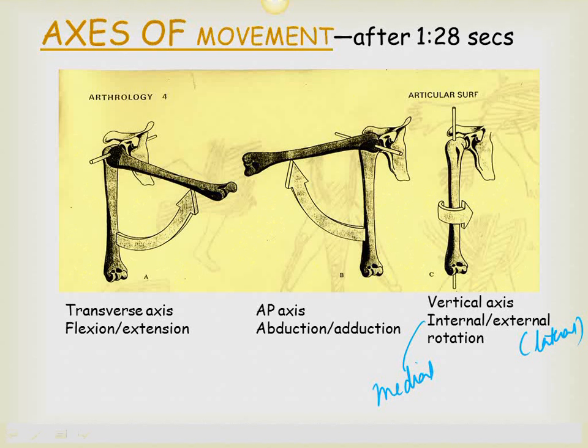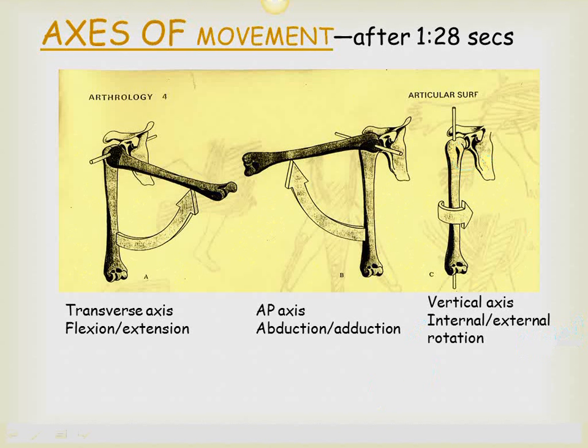So we say internal or medial rotation when the anterior surface of the bone that is moving, so let's take this bone, the humerus, the anterior surface of the humerus moves towards the midline. That's called internal rotation or also called medial rotation. So when this is the anterior surface, when I rotate it towards the midline, that is internal rotation. If I was to show you, imagine this way, going this way, this is internal rotation.